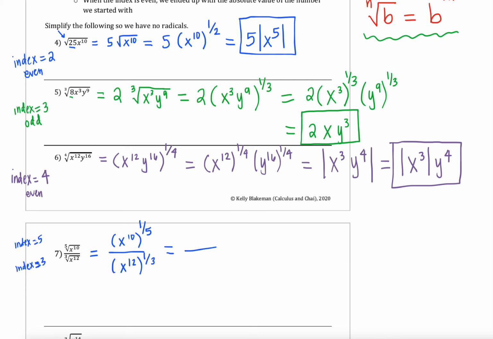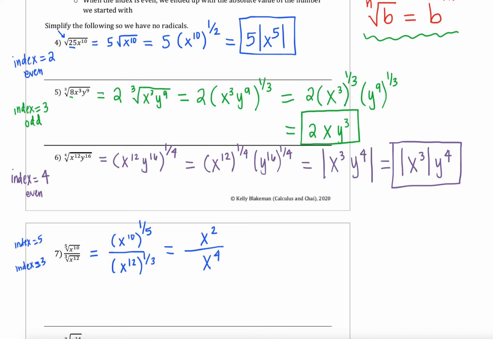From here, individually, I can simplify each one of these since I have power to power. So 10 times a fifth is going to give me x squared, and then 12 times a third is going to give me x to the fourth. And now I actually got rid of all of my fractional exponents.